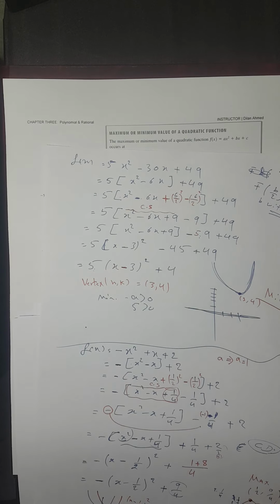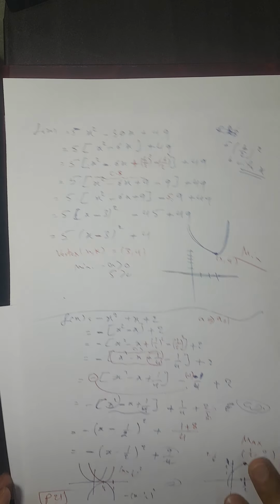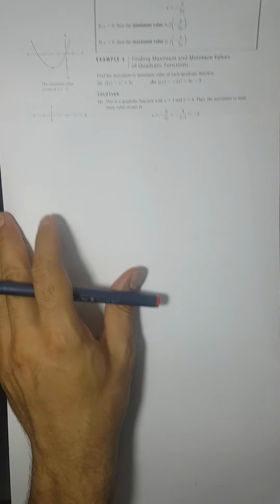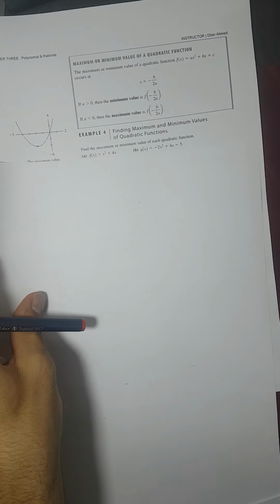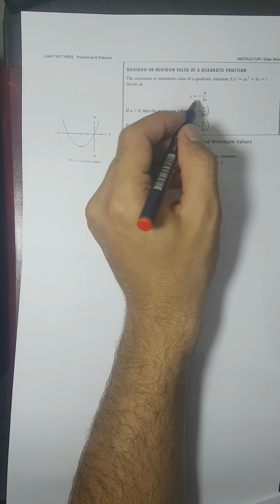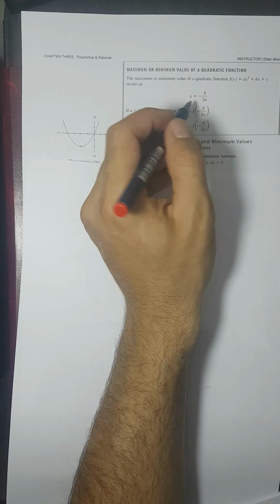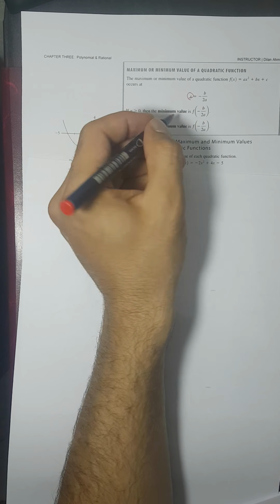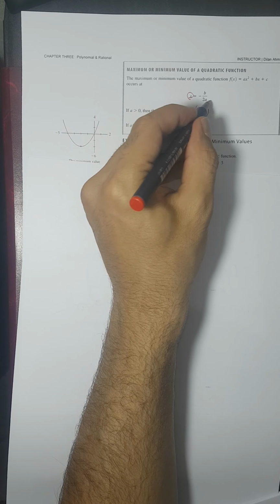Page 21 in my lecture on the video. So here we have to find the maximum and minimum. As a rule, you can find it directly if you have a function like that: you can directly say x is equal to minus b over 2a, and y is equal to f of this value.